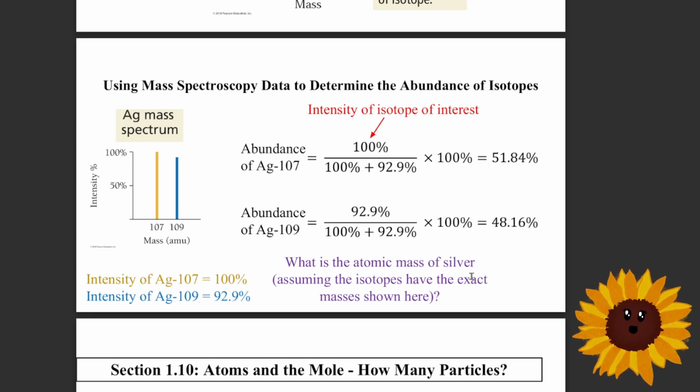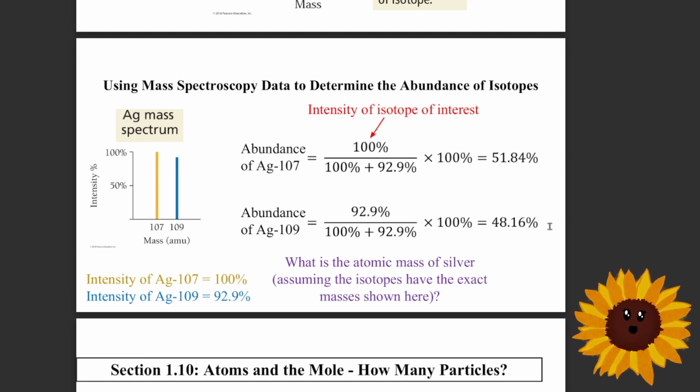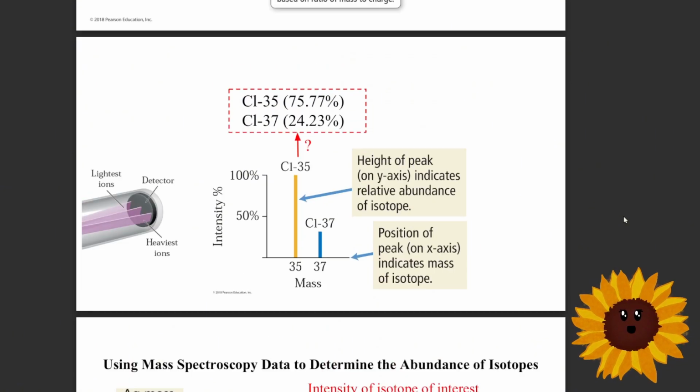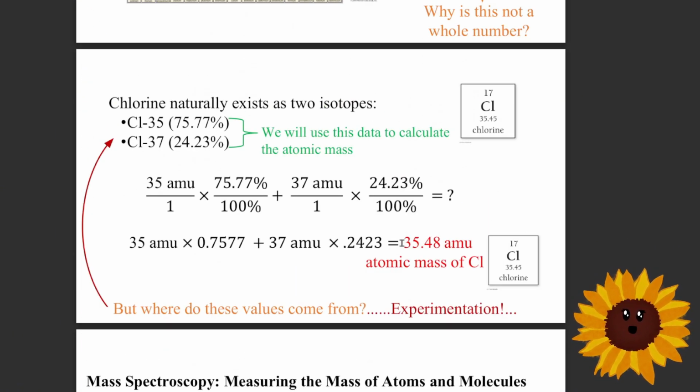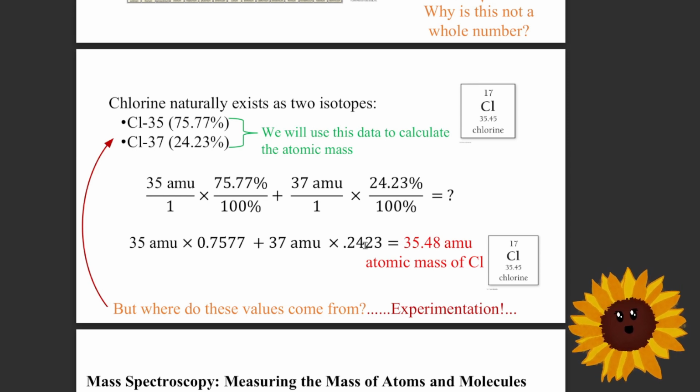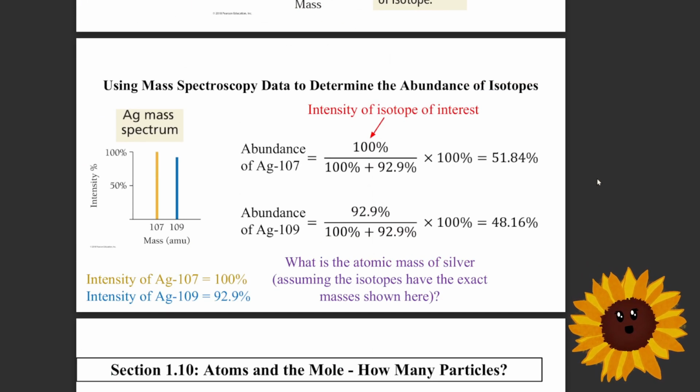So what is the atomic mass of silver, assuming the isotopes have the exact mass as shown here? I am going to let you guys figure that out. Remember, using what we know from before. I want you to try yourself to determine the AMU, or atomic mass, of silver based on the two isotopes that you have here.